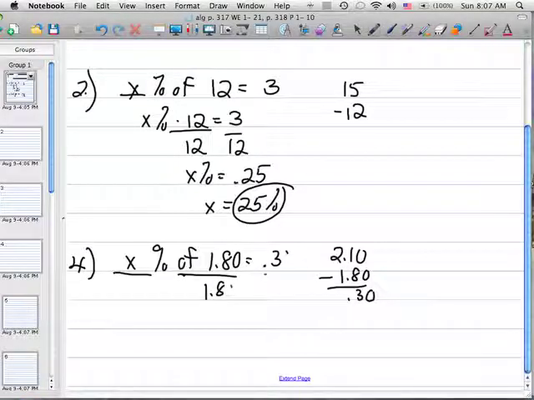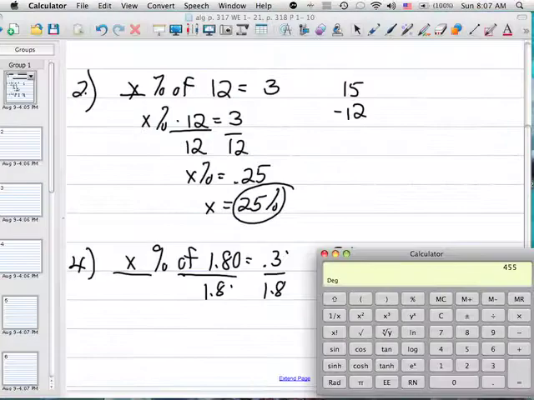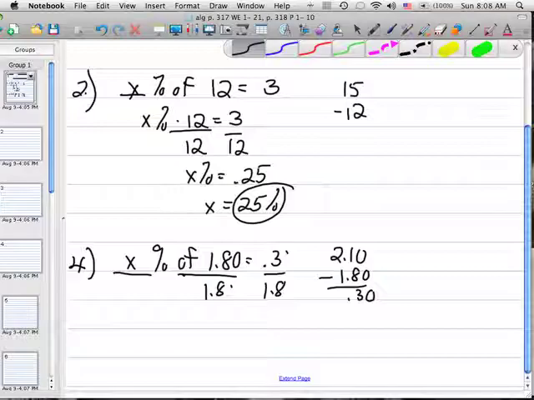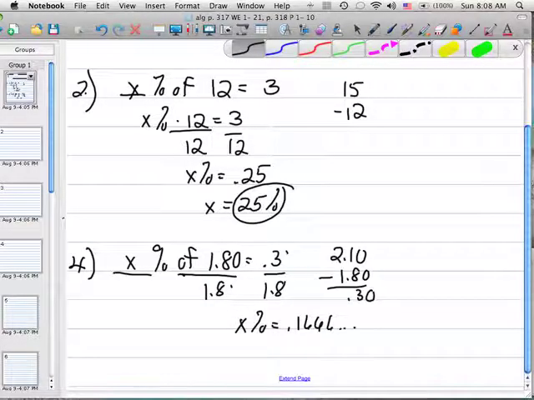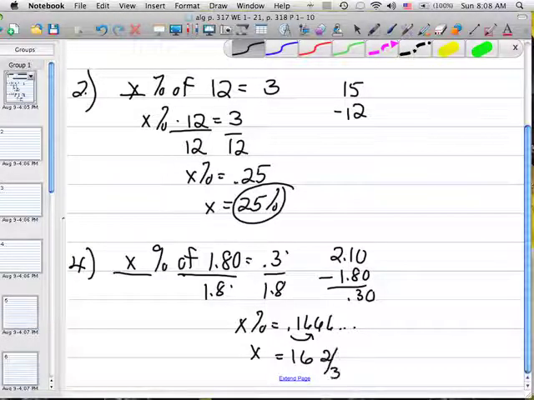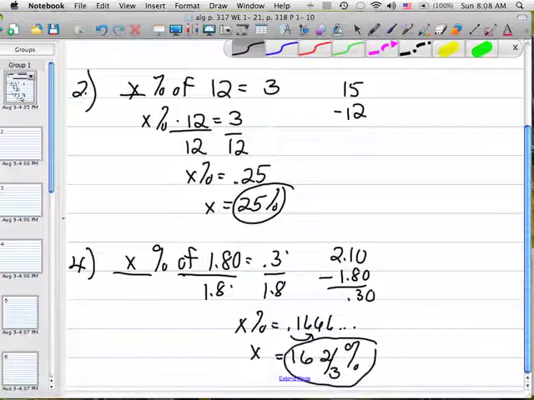So we divide both sides by 1.8, and 0.3 divided by 1.8 equals 0.16 repeating. So for the percent, we slide it over 2 to the right. We do not leave a repeating decimal as our answer, so it's going to be 16. And we know 6 repeating is 2/3, so 16 2/3%.